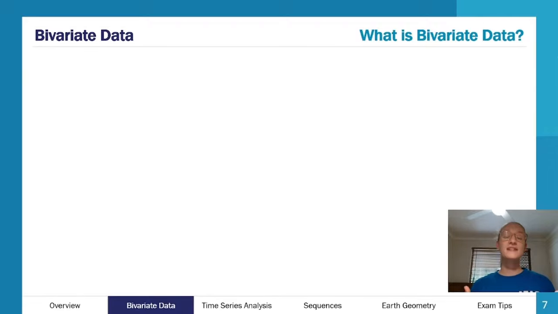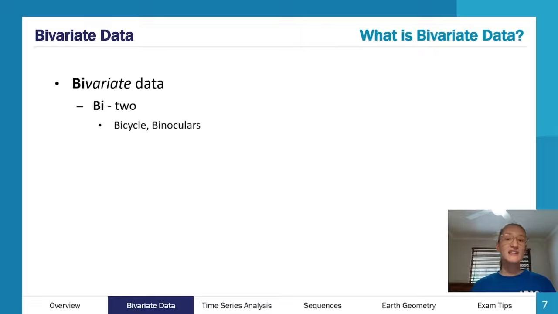So we're going to be starting with bivariate data. Briefly, to review, what is bivariate data? Well, if we break it down, bi means 2. How I like to remember this: bi in bicycle, binoculars, we're always talking about 2. 2 eyes, 2 wheels, we're talking about 2. And then variate is referring to variables. So when we're looking at bivariate data, what actually is it?